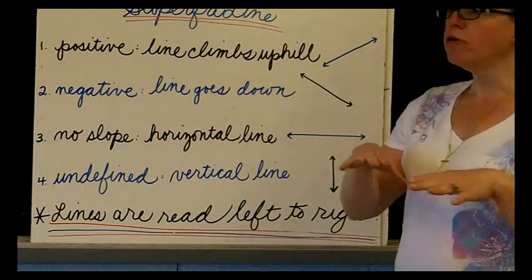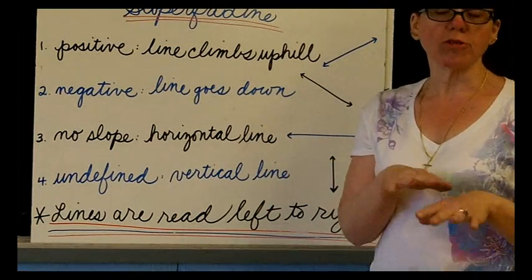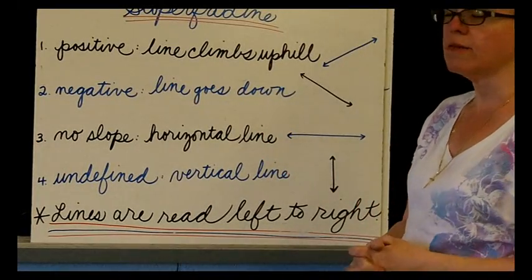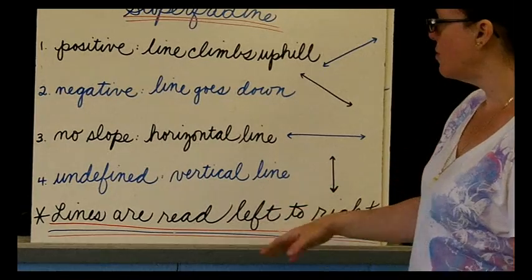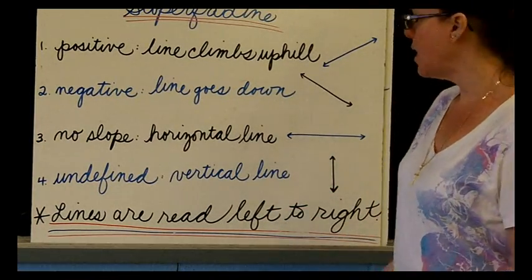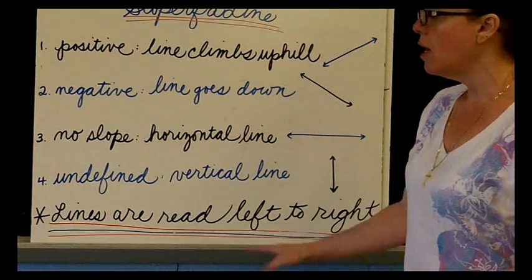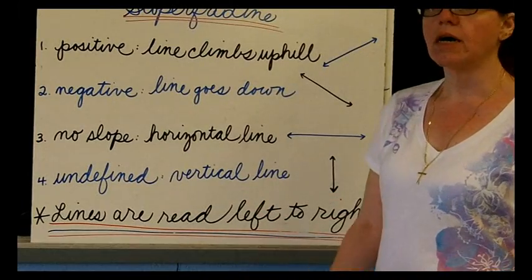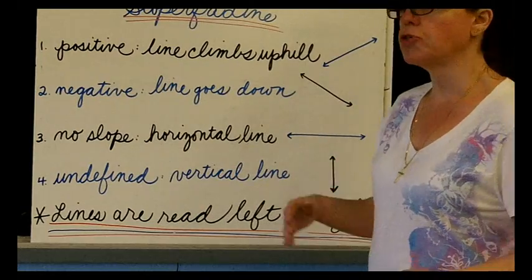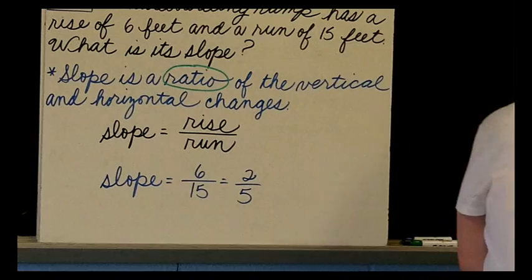If there is no slope, that means that there is no climb. Then the line will be just a perfectly horizontal line running through the y-axis at some point. And if we have a line that has an undefined slope, then that means it is a vertical line. And if you remember from lessons past, a vertical line means that it is not a function. And again, lines are read from left to right. So let's take a look at some examples.